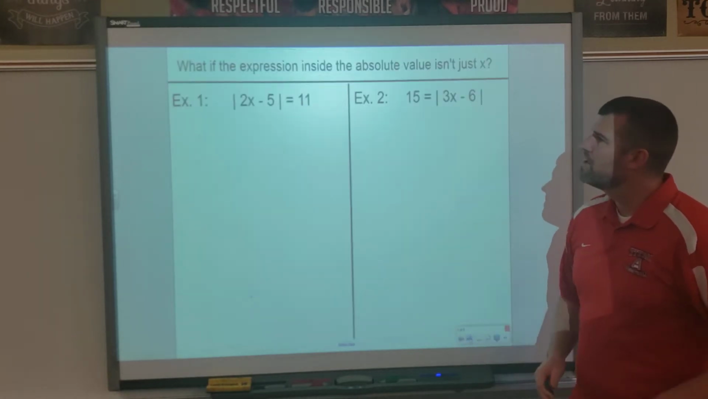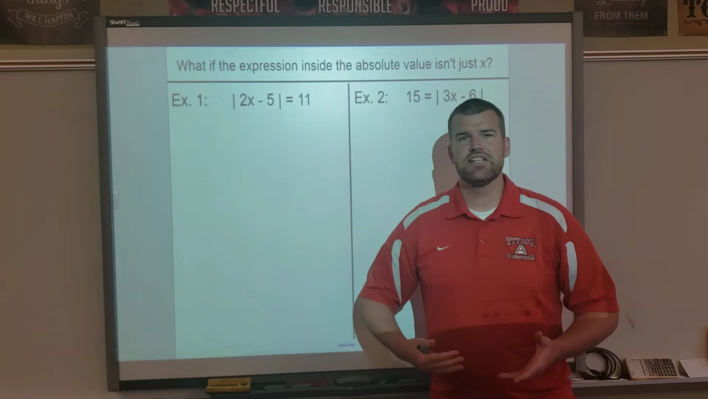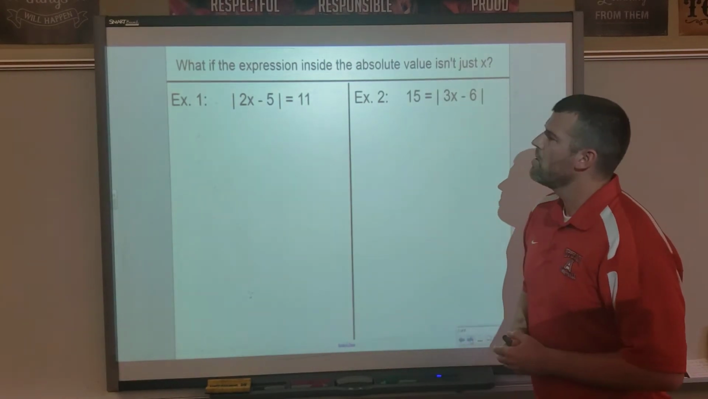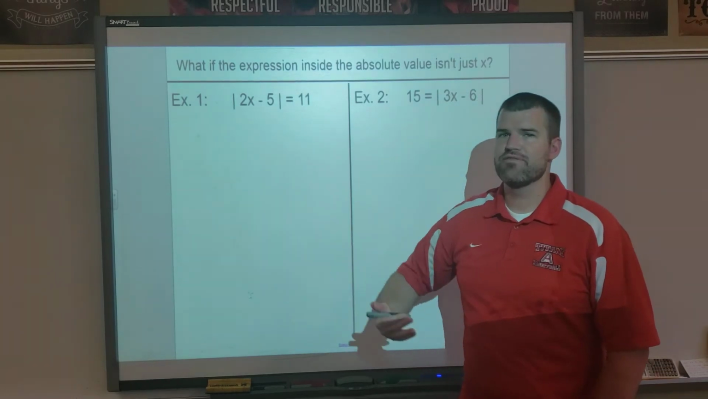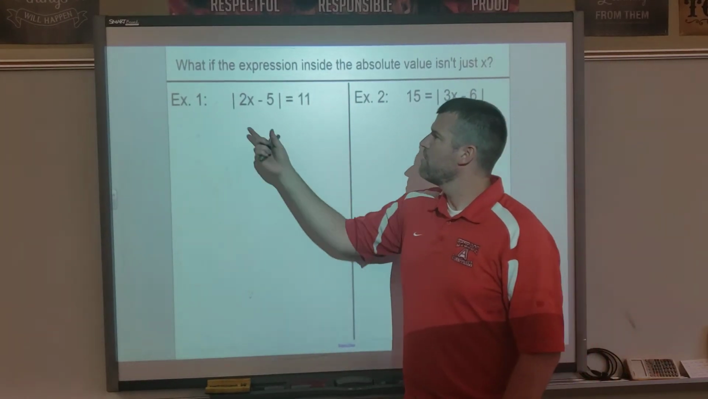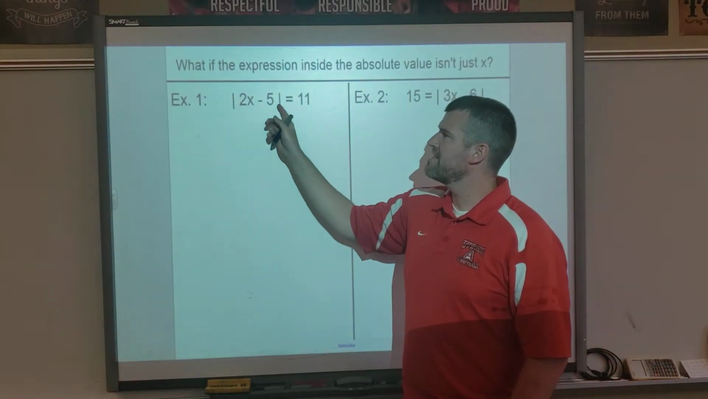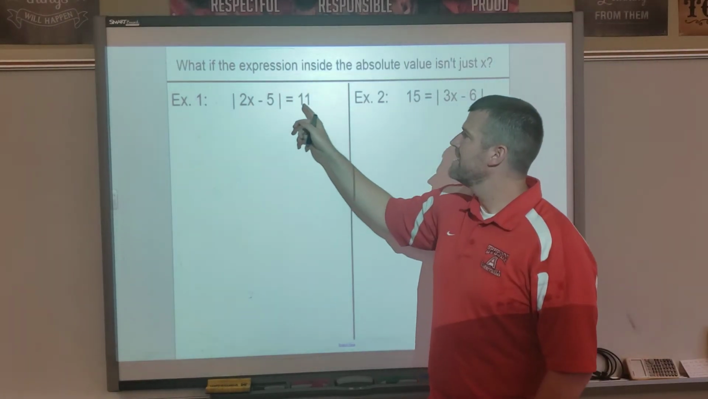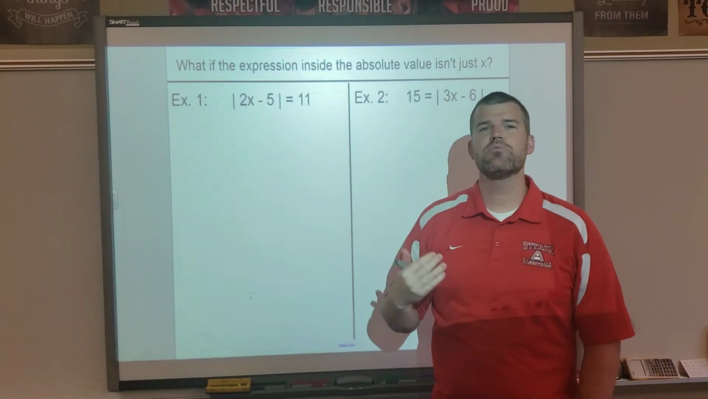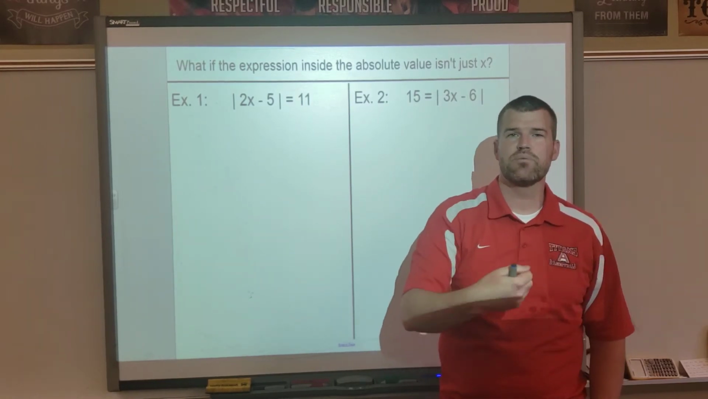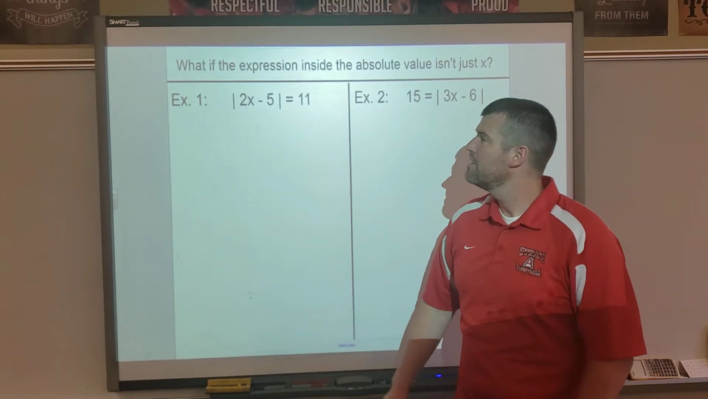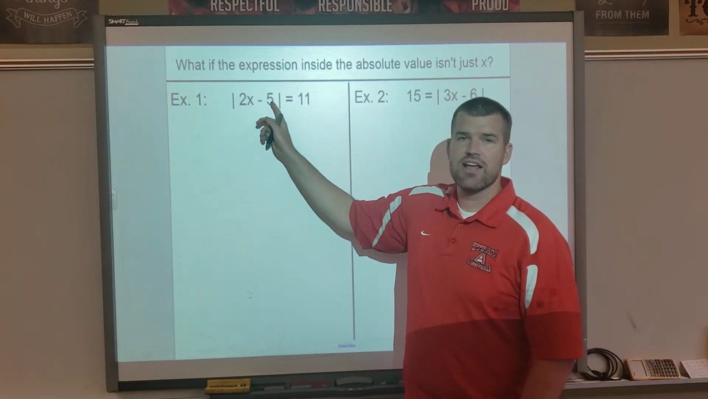All right. Now we're going to up the difficulty level a little bit. Our bars mean absolute value, and the absolute value means distance. So our distance of this equation, or this expression, is 11. How can we have a distance of 11? Well, we can either be at positive 11 or we can be at negative 11. But we also have this stuff going on right here too.